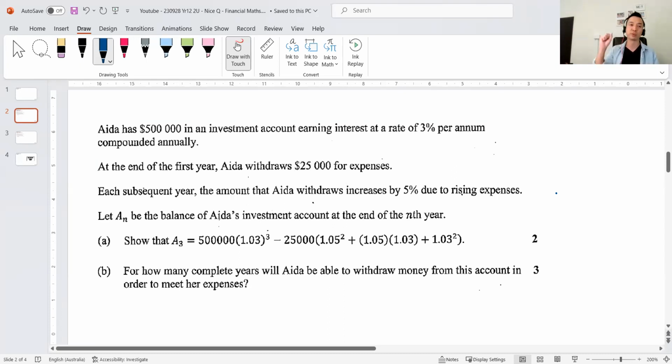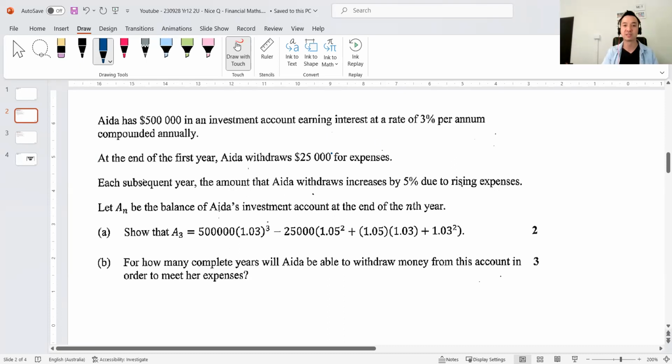But this one's cool. So we save 500 grand, earning 3%, and then she withdraws $25,000 at the end of the first year for expenses. Each subsequent year, the amount that Ada withdraws increases by 5% due to rising expenses. So each year, she's withdrawing $25,000 with 5% extra each year. I like this. She's not withdrawing a fixed amount. That makes this question a little bit harder. So let A_n be the balance, and prove that.